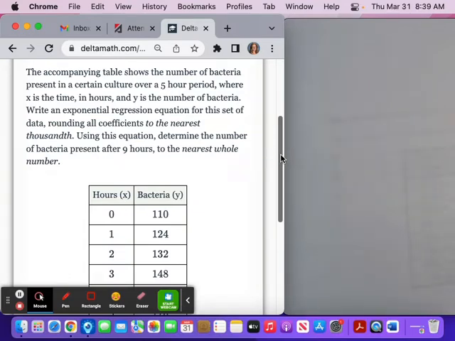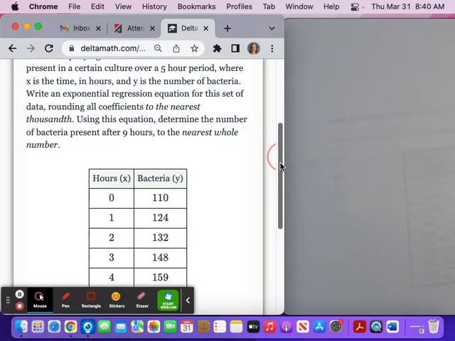The accompanying table shows the number of bacteria present in a certain culture over a 5-hour period, where X is time in hours and Y is the number of bacteria. Write an exponential regression equation for this set of data, rounding all coefficients to the nearest thousandth. Using this equation, determine the number of bacteria present after 9 hours.